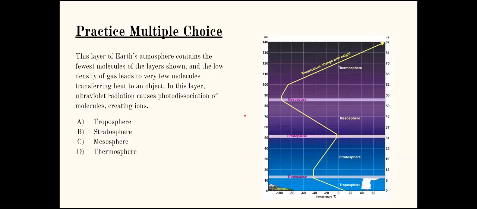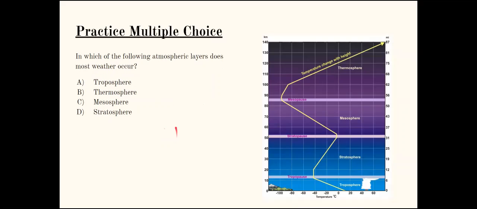For the third question, this layer of Earth's atmosphere contains the fewest molecules of the layers shown, and the low density of gas leads to very few molecules transferring heat to an object. In this layer, ultraviolet radiation causes photodissociation of molecules, creating ions. The next question, in which of the following atmospheric layers does weather most occur? Hopefully, you're able to get that.